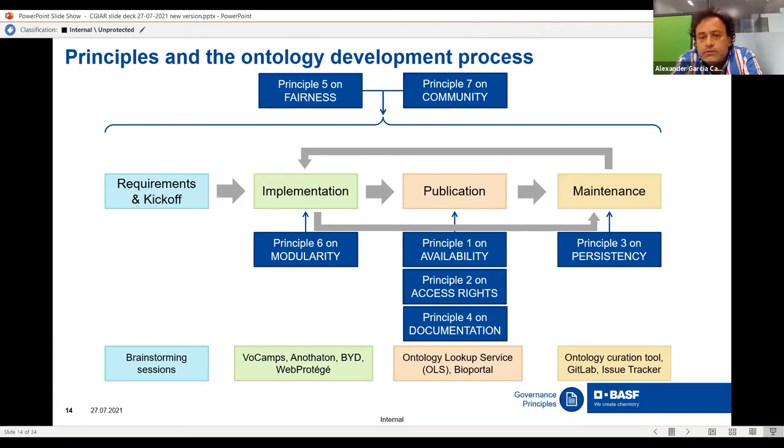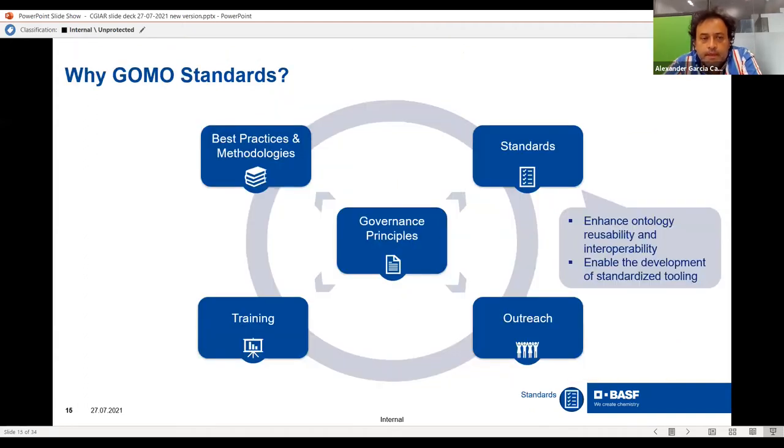For the publication stage, we use tools you are all familiar with, like for instance, the Ontology Lookup Service from the EBI, and also tools like BioPortal and some other tools that we have built internally to do the publication of the ontology, APIs, etc. Maintaining the ontology is not just an issue that has to do with Git, it is also an issue that has to do with a curation tool that we have built. This is an in-house development.